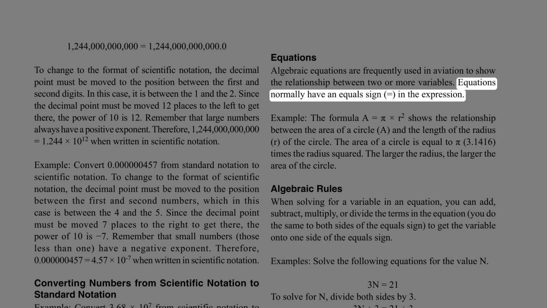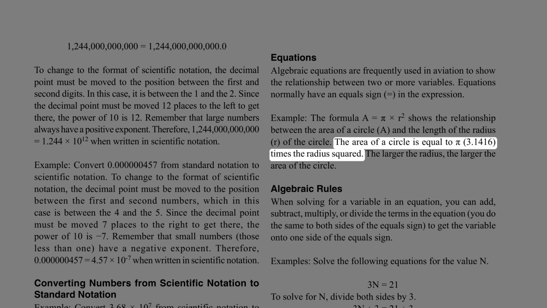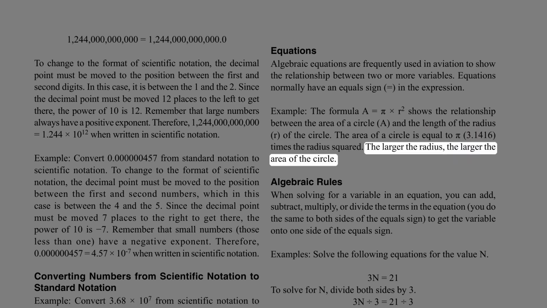Equations. Algebraic equations are frequently used in aviation to show the relationship between two or more variables. Equations normally have an equal sign, equals, in the expression. For example, the formula A equals pi times r squared shows the relationship between the area of a circle, A, and the length of the radius, r, of the circle. The area of a circle is equal to pi, 3.1416, times the radius squared. The larger the radius, the larger the area of the circle.